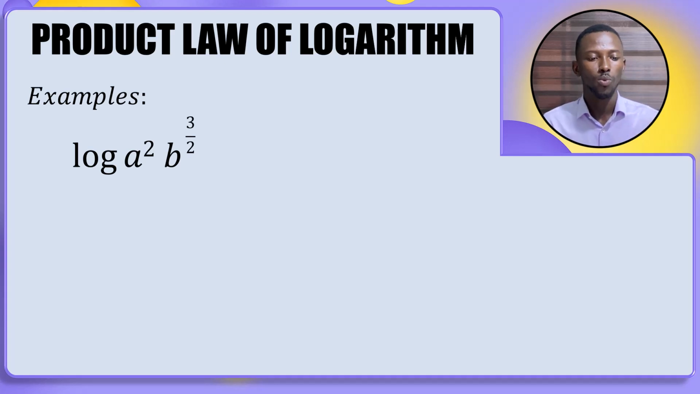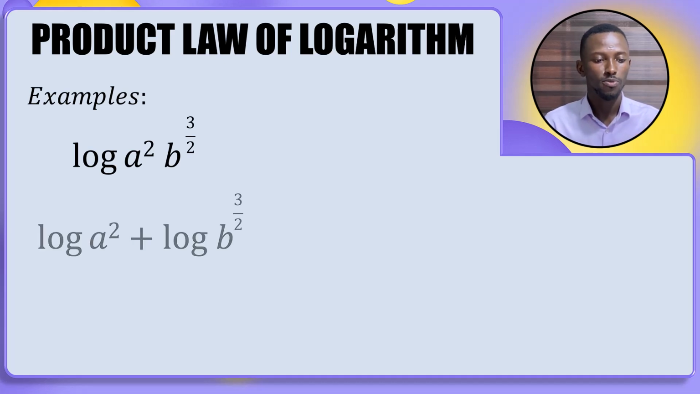Keep that in mind. So let's go. Now the product law of logarithm tells us that if we have it in this form, we pick the logarithm of each of them and add. So this can also be written as log to base 10 of a squared plus log to base 10 of b exponent 3 over 2. Mind you, again, if the base is not specified, it is base 10. So we've split them up and added them based on the law of what? The product law of logarithm.